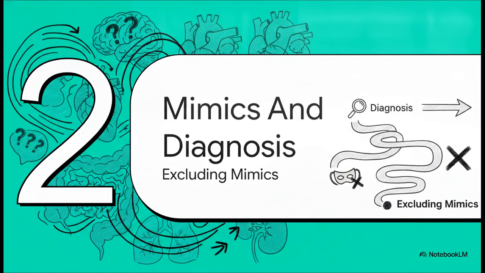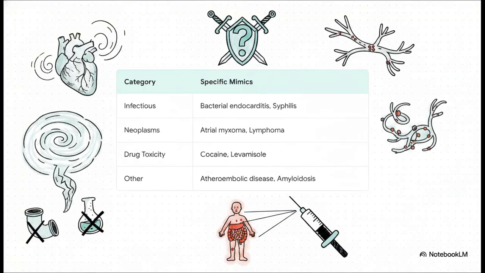Moving right along to Section 2, vasculitis mimics and diagnosis. Honestly, in clinical medicine, knowing what isn't vasculitis is half the battle, because the presentation can be incredibly deceptive. You absolutely must rule out the classic mimics shown here before locking in a primary vasculitis diagnosis. Why is this so vital?